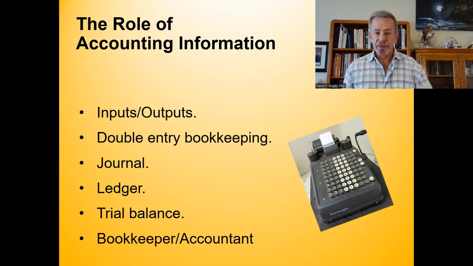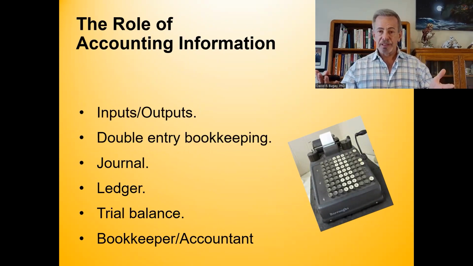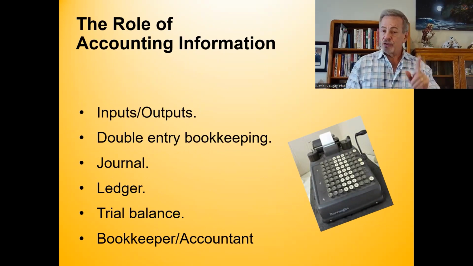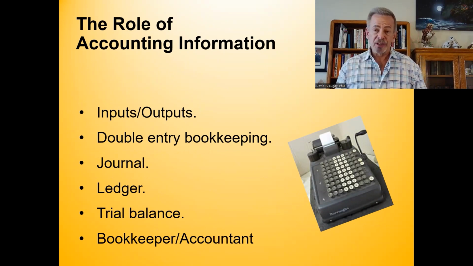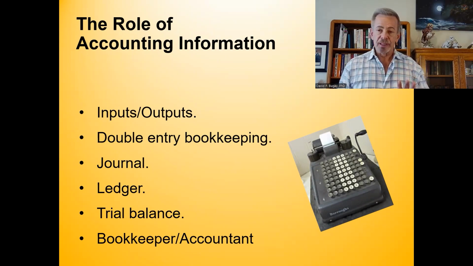So the role of accounting information: inputs, outputs, double entry bookkeeping, a journal held by chronology, a ledger held by topic, a trial balance, and then the critical thing are the people that really make certain it all happens, all this magic behind the scenes, is the bookkeeper, and then eventually it is passed on to an accountant. Accounting information is a major part of every organization. Like it or not, it's got to be done, and it really needs to be done very well. The role of the accountant is critical in every organization.